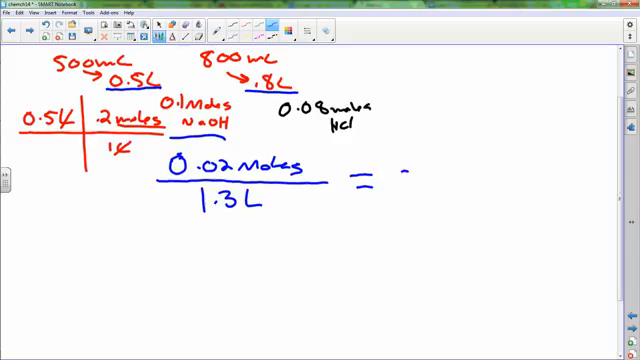And that gives us 0.01538. We'll take a couple extra decimal places for the math here. And that would be the concentration, 0.1538 molar solution. And of course, that's going to be of the NaOH.